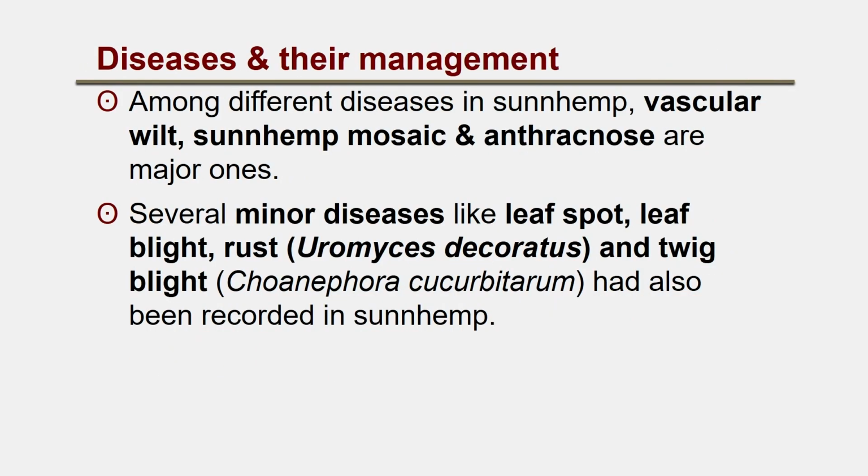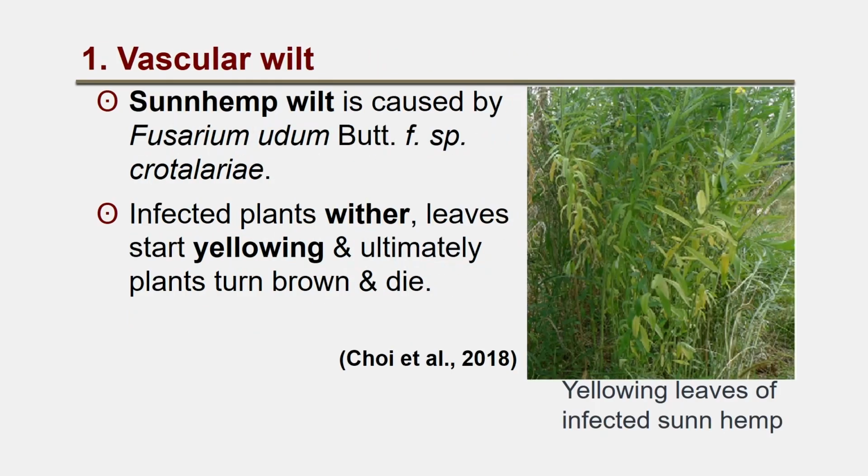Let us see some important diseases and their management in sannhemp crop. Among different diseases in sannhemp, vascular wilt, sannhemp mosaic and anthracnose are major ones, but several minor diseases like leaf spot, leaf blight, rust caused by Uromyces decoratus and twig blight caused by Choanephora cucurbitarum have also been reported in sannhemp. So there are a number of diseases, but basic diseases are vascular wilt, sannhemp mosaic and anthracnose.